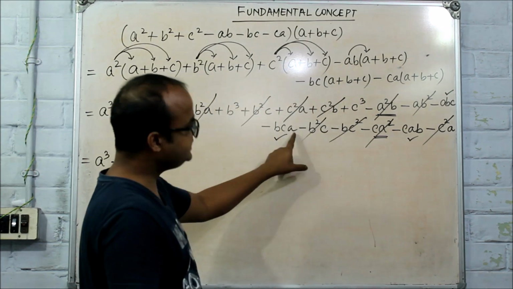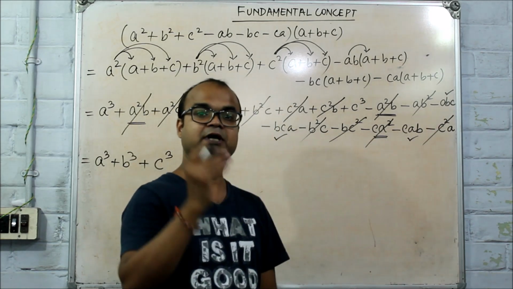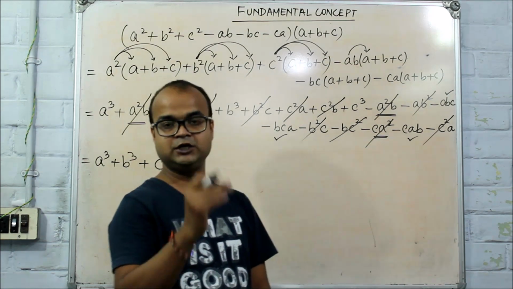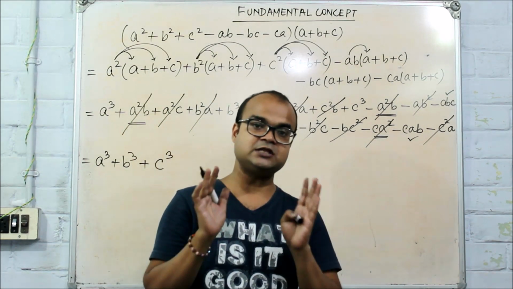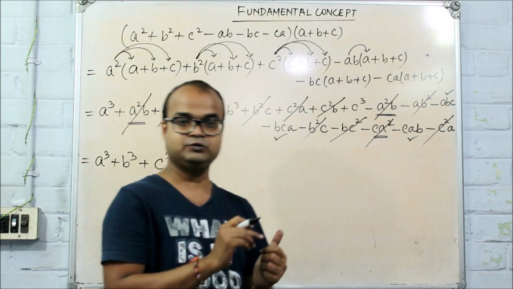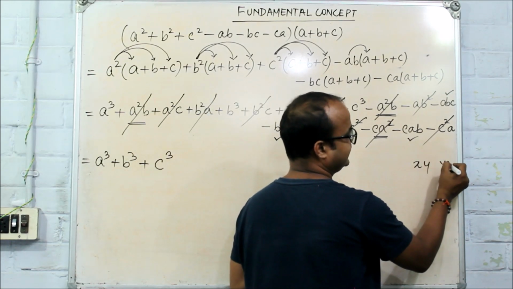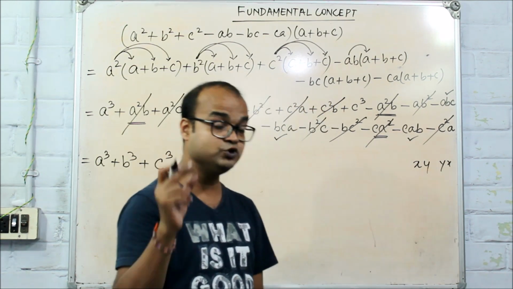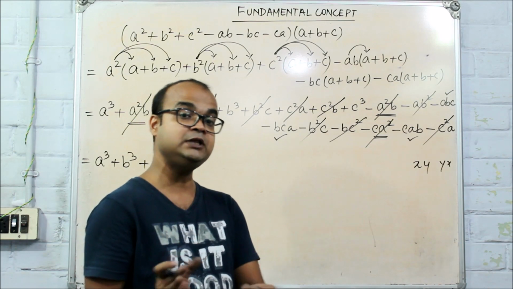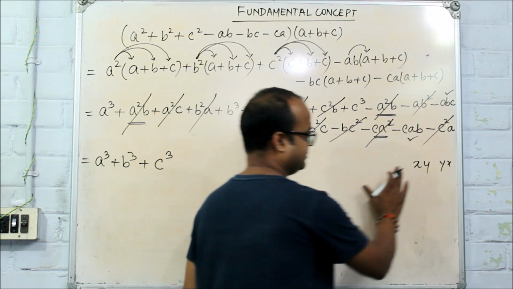Now see, it is bca, it is cab, and it is abc. a multiplied by b multiplied by c is equal to abc. Now if the order is interchanged, it remains a like term. If you go through the first video, you can see I explained xy and yx are like terms, because multiplication follows the commutative rule. Commutative rule means 2 into 3 is equal to 3 into 2. So they are like terms.